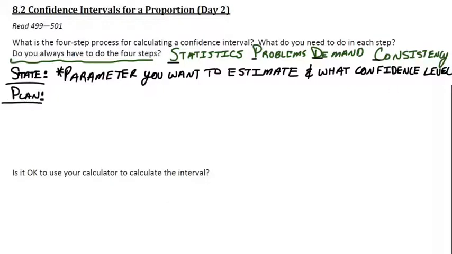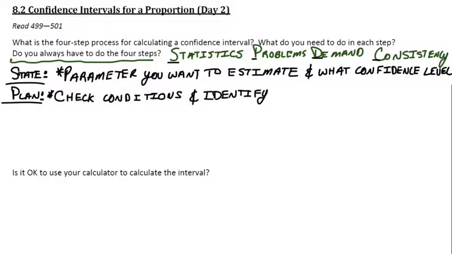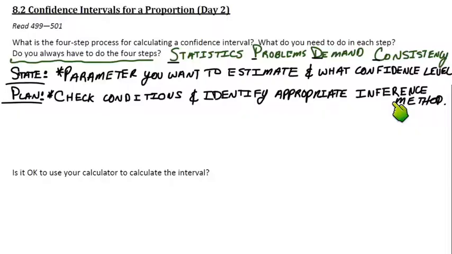And then for the P, the plan step, we're really looking to check conditions in that step. So check the conditions, make sure they're all good, and identify the appropriate inference method, and we'll talk more about that. Basically, you're just going to say, I'm going to make a confidence interval to try to capture P. And as we get further into the curriculum, you'll see some different inference methods. So this will become more important as we get into that.